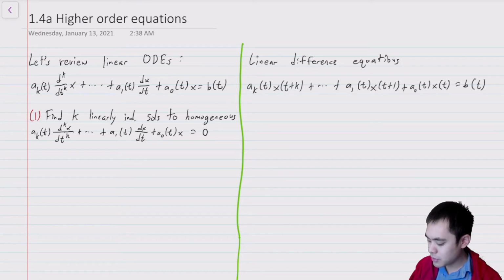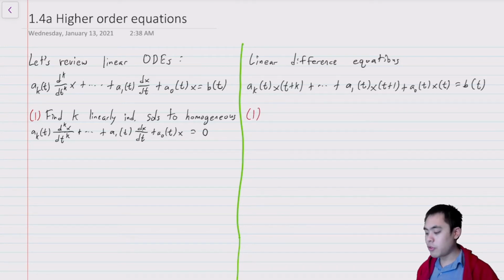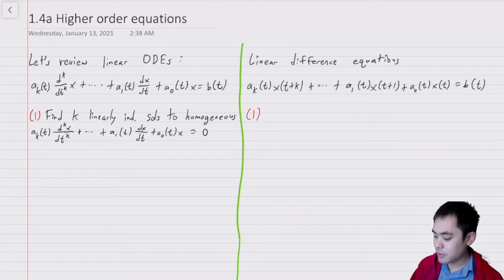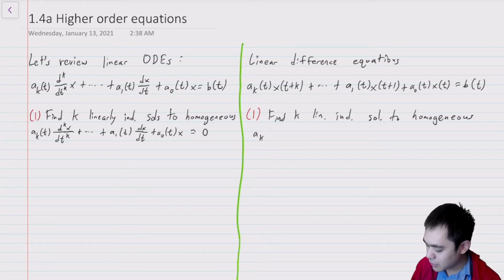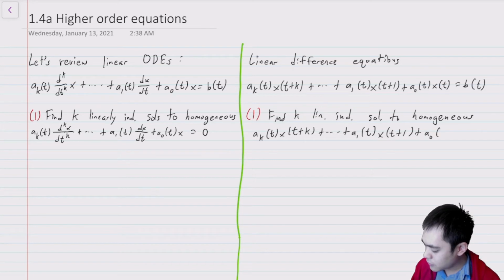And of course, we can do the same. And so for the linear difference equations, we'll do the same thing. We will find k linearly independent solutions to the homogeneous version of the equation, which is going to be, again, setting b of t equal to 0. So a_k of t, x of t plus k, plus dot dot dot, plus a_1 of t, x of t plus 1, plus a_0 of t, x of t is equal to 0.